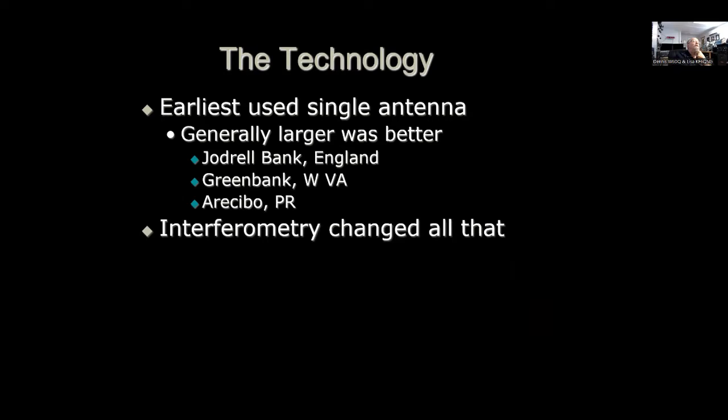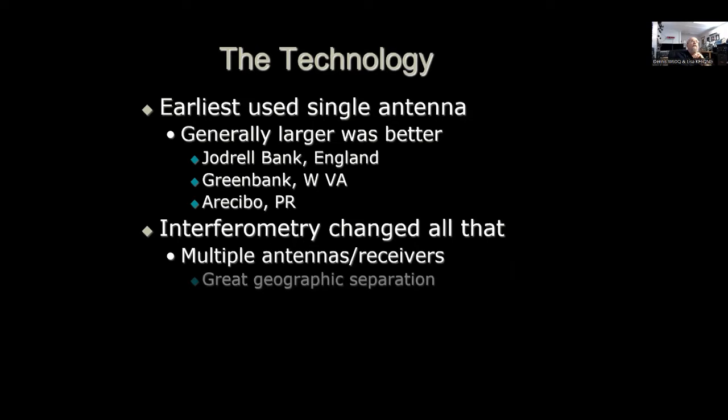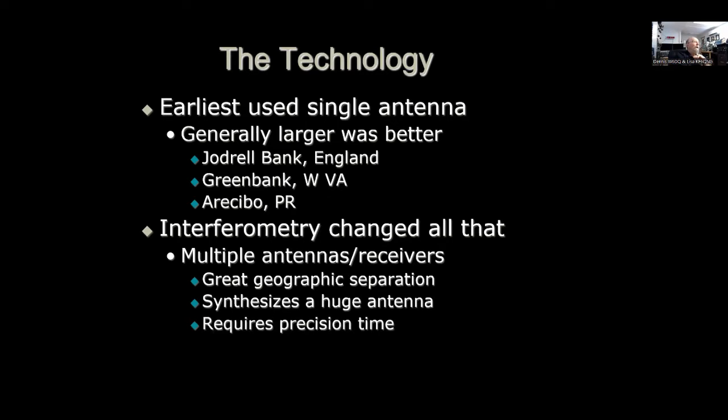We use what's called interferometry. We use multiple antennas separated geographically with multiple receivers. And the greater the geographic separation, the more resolution we can attain by that telescope. And we synthesize essentially a planet-sized antenna. That's what we can do. But it does require precision timekeeping. So I'll talk about this one system. Their timekeeping is done by using a hydrogen maser as their frequency standard to set their time to be able to correlate their data. So it's pretty interesting stuff.